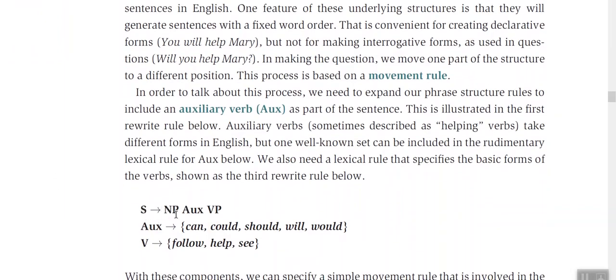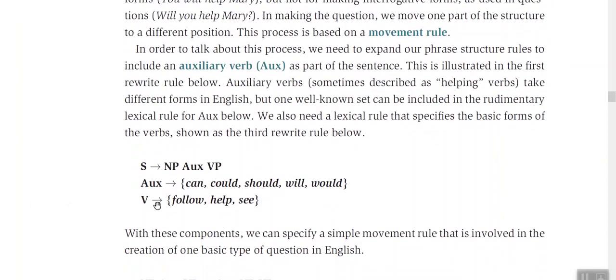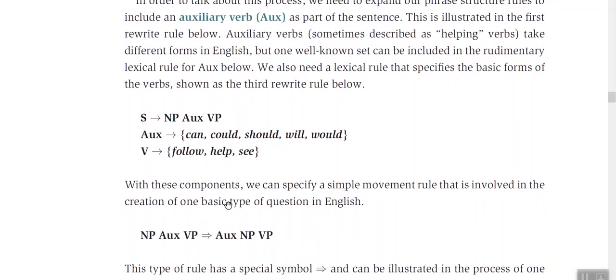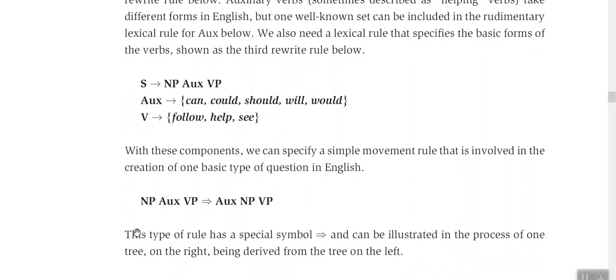Sentence, noun phrase, auxiliary, verb phrase. Auxiliary: can, could, should, will, would. Verb in general: follow, help, see, read, write, etc. With these components, we can specify a simple movement rule that's involved in the creation of one basic type of question in English. So here we have this kind of movement rule.